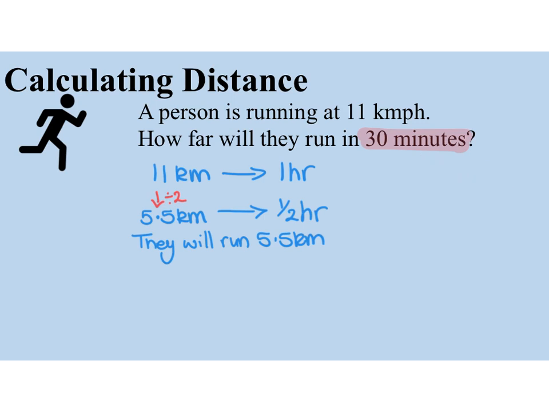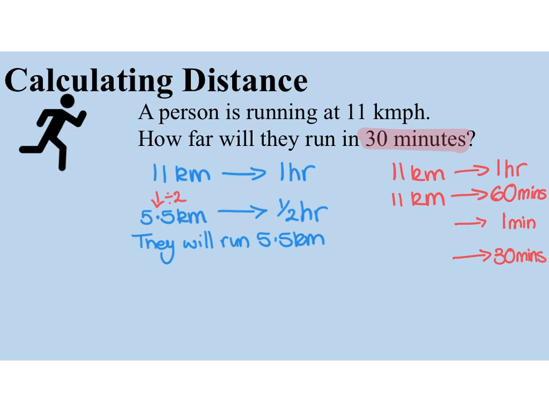Okay, now I'm going to do another way. 11 kilometres has been travelled in 1 hour. Hopefully you know that 1 hour is the same as 60 minutes. Now what I'm going to do here is use something called the unitary method. I'm going to take it down to 1 minute, and then build it back up to the 30 minutes.